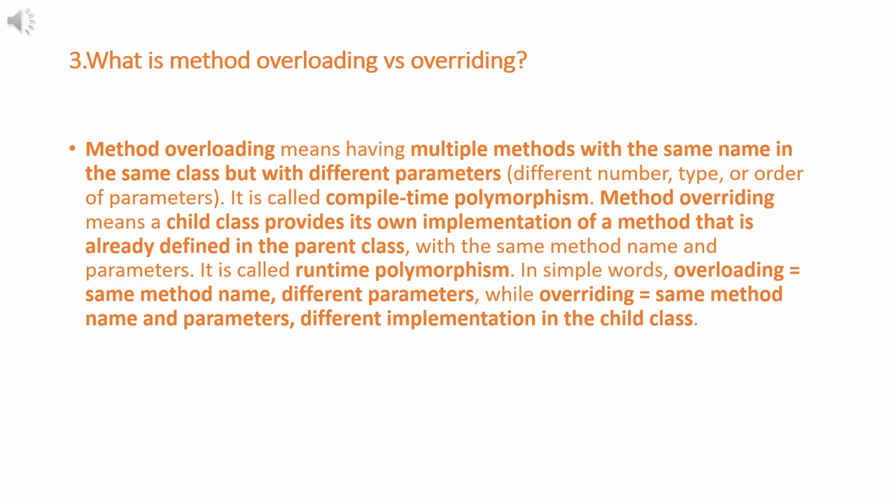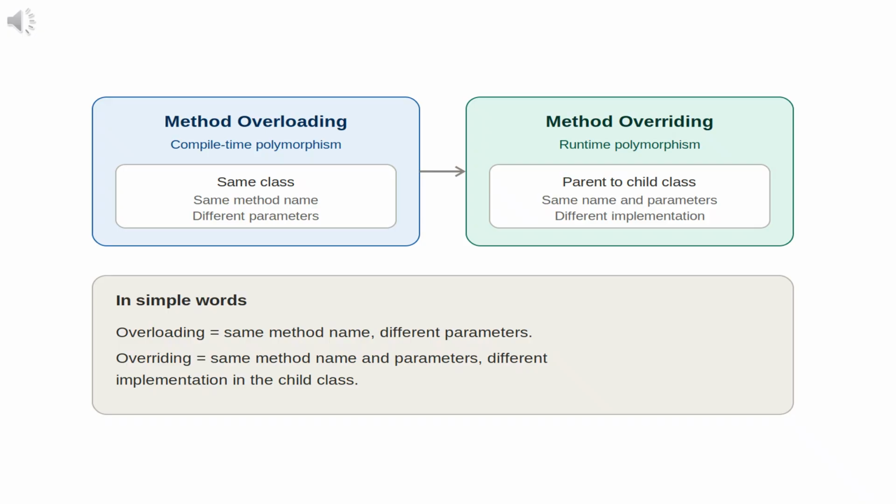Method overriding means a child class provides its own implementation of a method that is already defined in the parent class, with the same method name and parameters. It is called runtime polymorphism. In simple words, overloading equals same method name, different parameters, while overriding equals same method name and parameters, different implementation in the child class. This diagram compares method overloading and method overriding, the two forms of polymorphism.